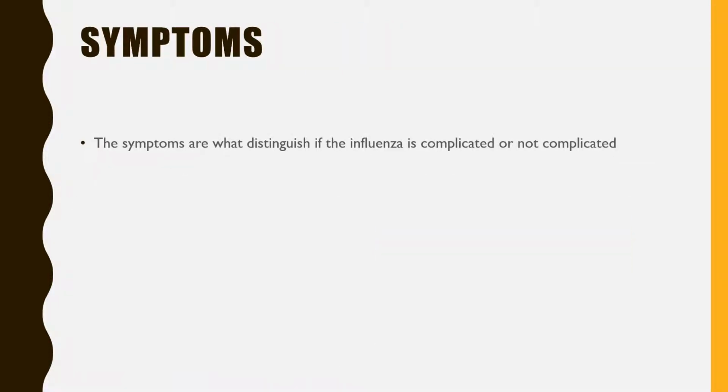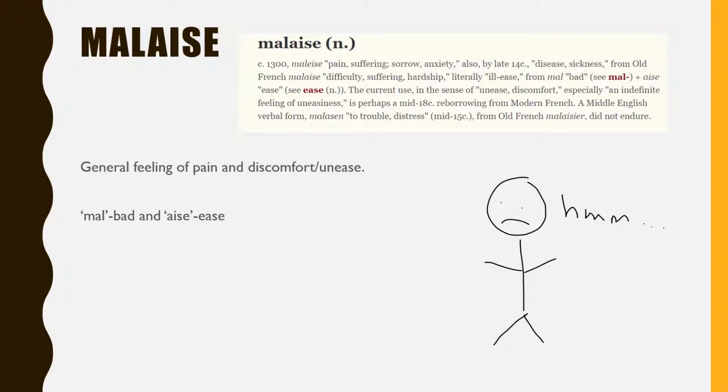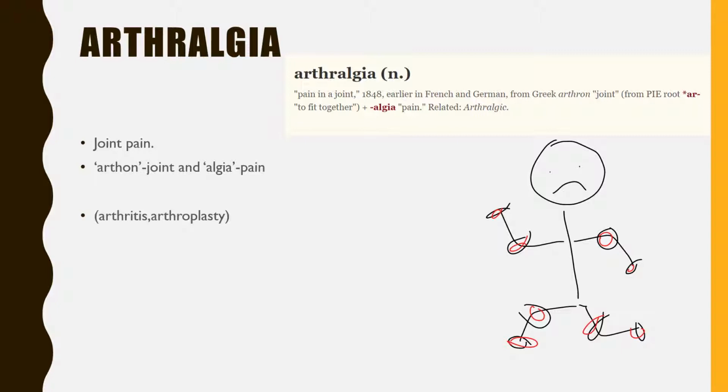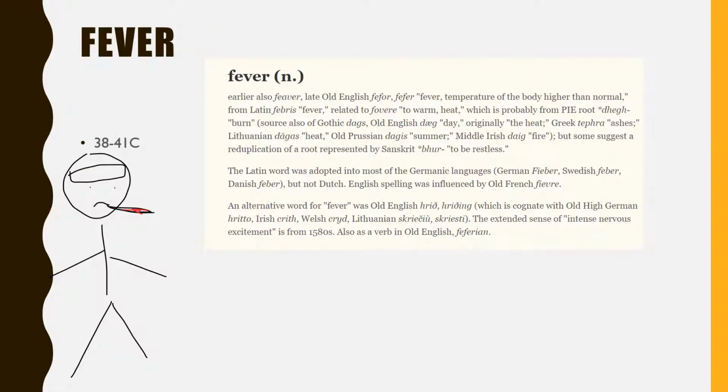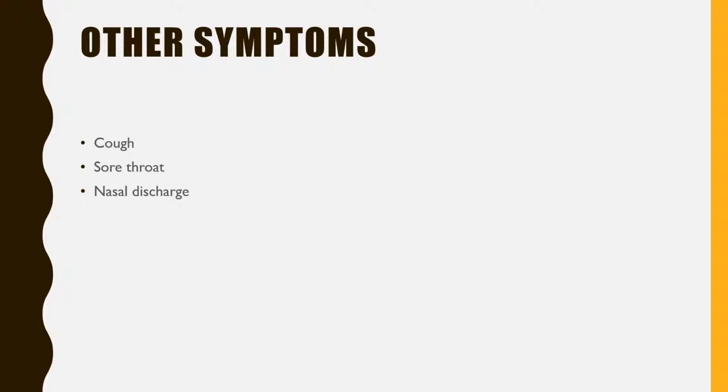Symptoms. Another way that influenza can be distinguished is by the symptoms, and this can distinguish complicated and not complicated. So uncomplicated influenza has an initial presentation of symptoms which lasts for 1 to 4 days and it's an abrupt onset. Symptoms such as malaise, mal meaning bad, ease meaning ease, which is a general feeling of pain and discomfort. Then myalgia, which is muscle pain, myo meaning muscle and algia meaning pain. We also have arthralgia, which is joint pain, with the arthro meaning joint and algia meaning pain. Another symptom being fever, headache, and other symptoms such as coughs, sore throats, and nasal discharge.